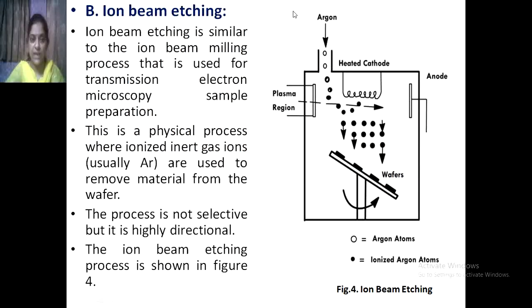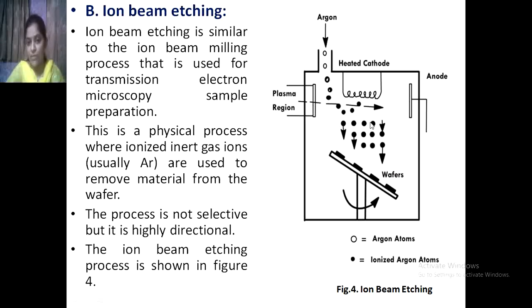The second type is ion beam etching. First of all, let us observe this figure. Here, argon is inlet from one side and the plasma is from the other side. A heating cathode coil is used, and here an anode is used.